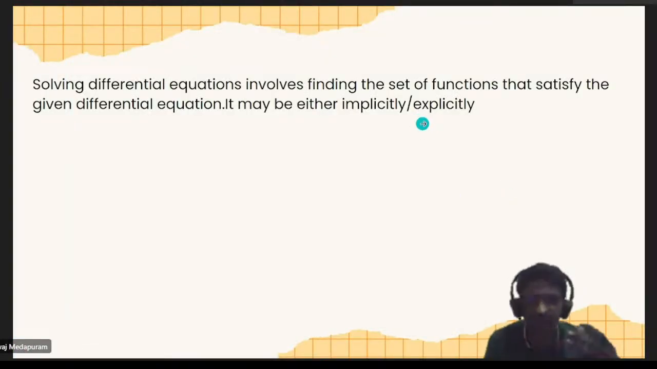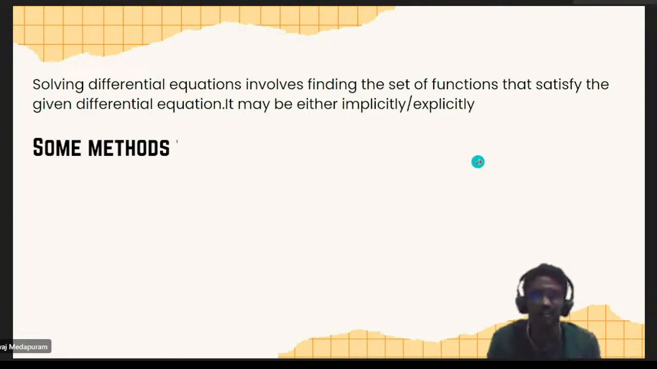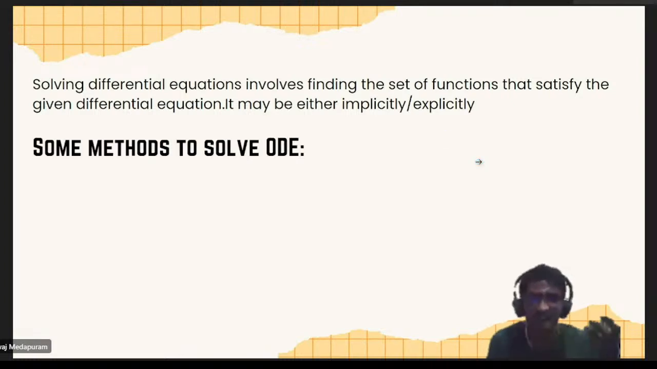So what does solving the differential equations mean? Solving essentially means you need to find the set of functions that satisfy the differential equation. By set of functions, I mean that a family of functions satisfies the differential equation. The function may be either implicit or explicit. You just need to obtain a mathematical expression for the function.